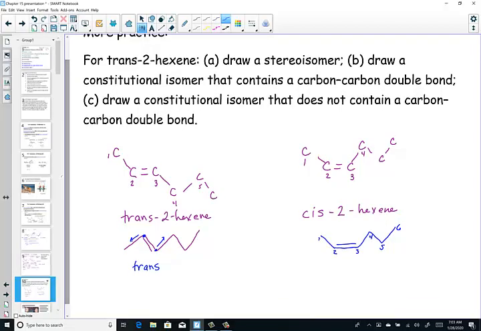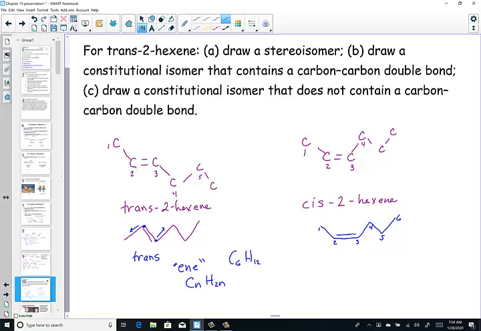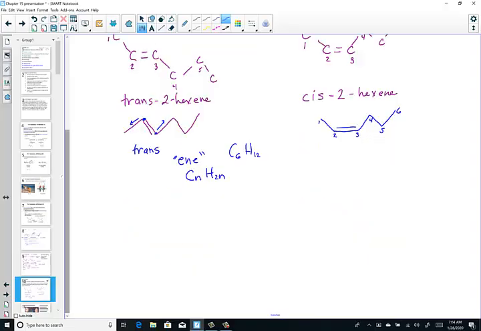Alrighty. So that tells me, just to remember the ene general formula, that was CnH2n. So we had 6 carbons and 12 hydrogens. That's what we were allowed to build. Okay. Now in letter B, it says draw a constitutional isomer that contains a carbon-to-carbon double bond. Well, what that tells us is that to be constitutional isomers, we have to have them bonded in a different order. So we really need a double bond between two different carbons.